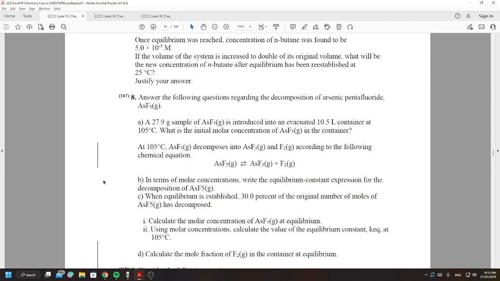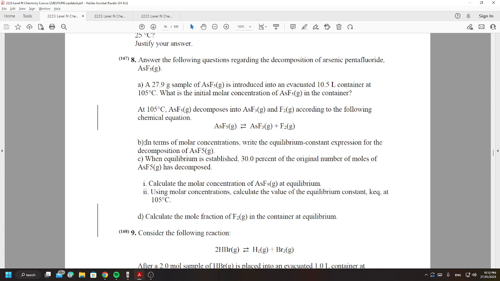Okay, so answer the following. A sample of that mass of ASF5 is introduced into a 10.5 liter container at this temperature. What is the molar concentration? Concentration is the number of moles, so number of moles divided by volume. Here they give us the mass. Just find the molar mass from your periodic table and solve.